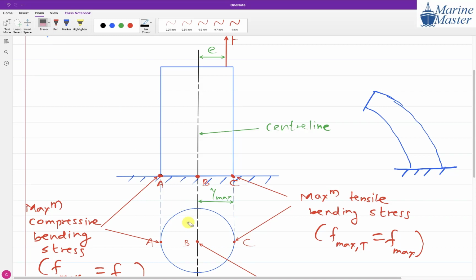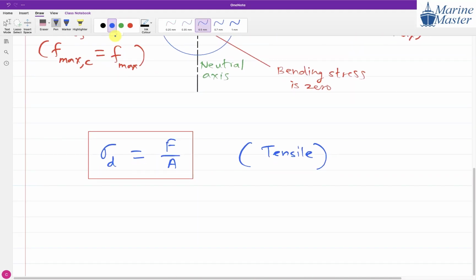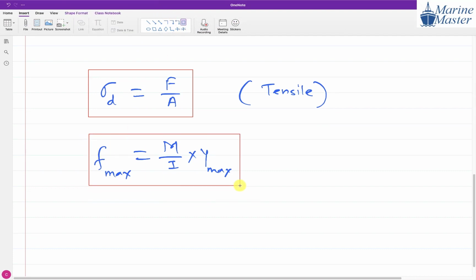Every point is a combination of two stresses. One is direct stress. Another one is bending stress. So here F max will be the maximum bending stress, M by I into Y max. So maximum bending stress will be at the outer fiber, meaning the maximum distance from the neutral axis.